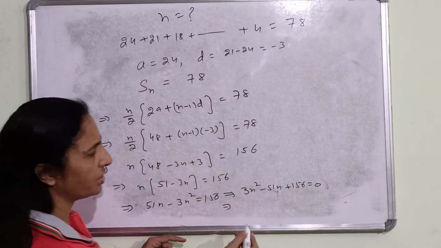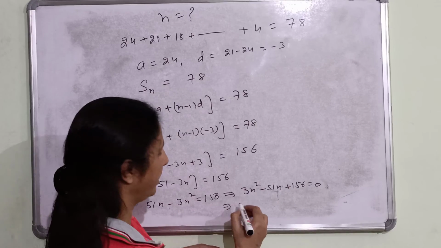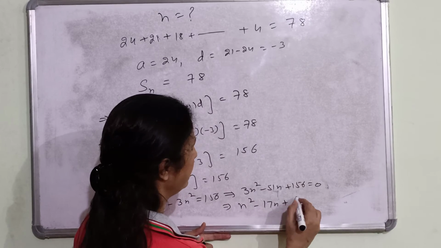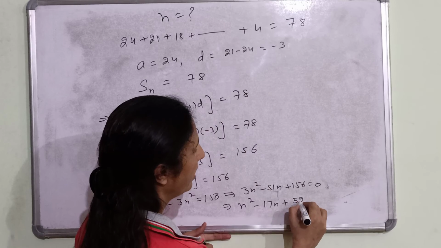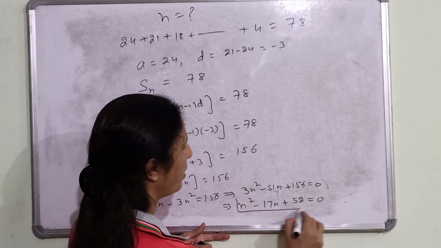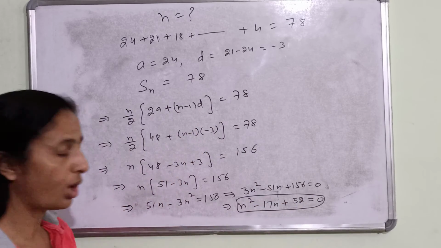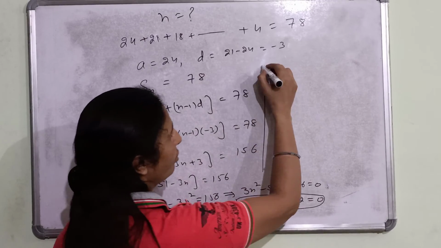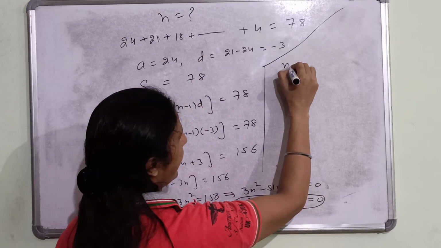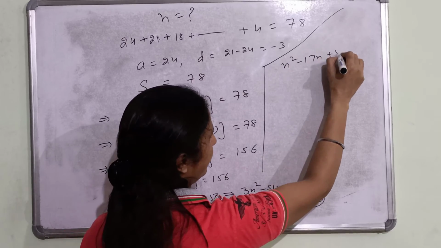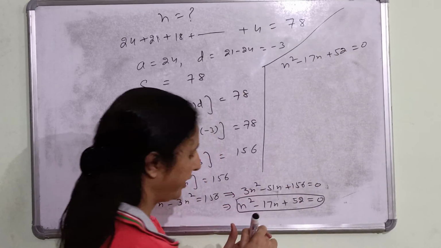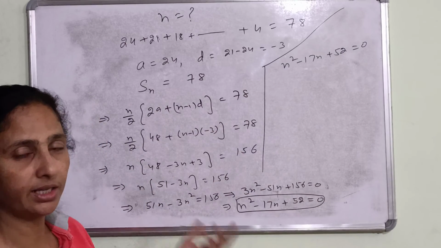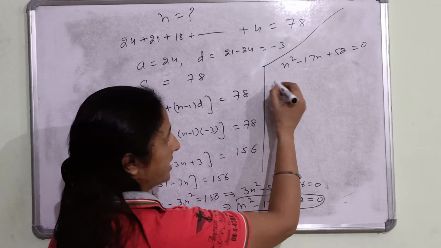3 is common, so we can take it common. We have n square minus 17n plus 52. So it becomes a quadratic equation. Now we can solve it and find the value of n. You already know how to make factors, right? n square minus 17n plus 52. So 13 and 4 are the factors, because 13 times 4 is 52 and 13 plus 4 is 17 also.